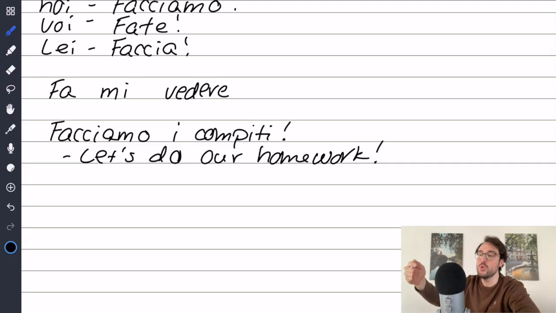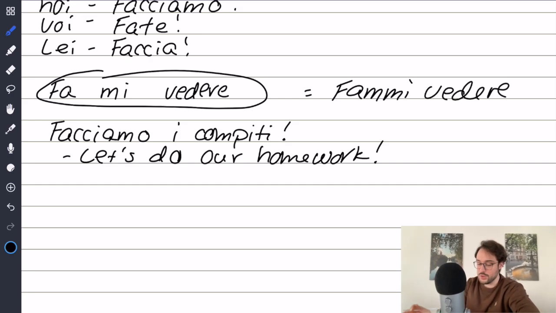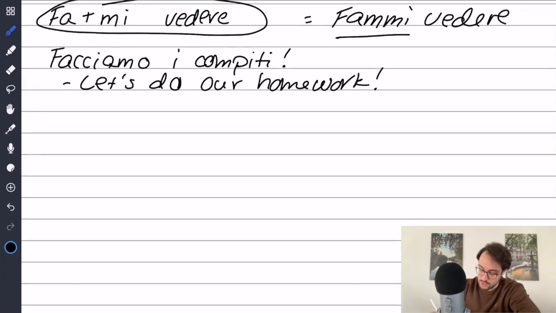I want to make you have me see it. It's basically the idea. Anyway, what I'm getting at is this right here is going to become fammi vedere. So fa plus me turns into fammi with two M's. The M's are also there for emphasis when we speak, but that is how you write it. Fammi vedere. This is very, very useful, right?